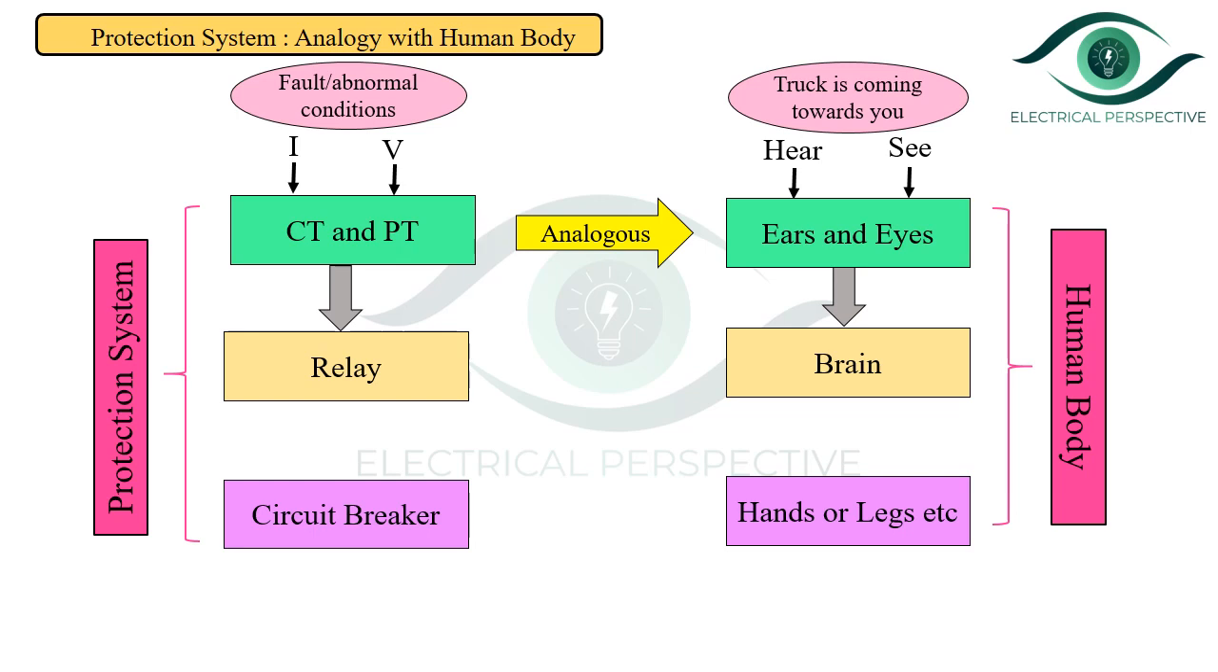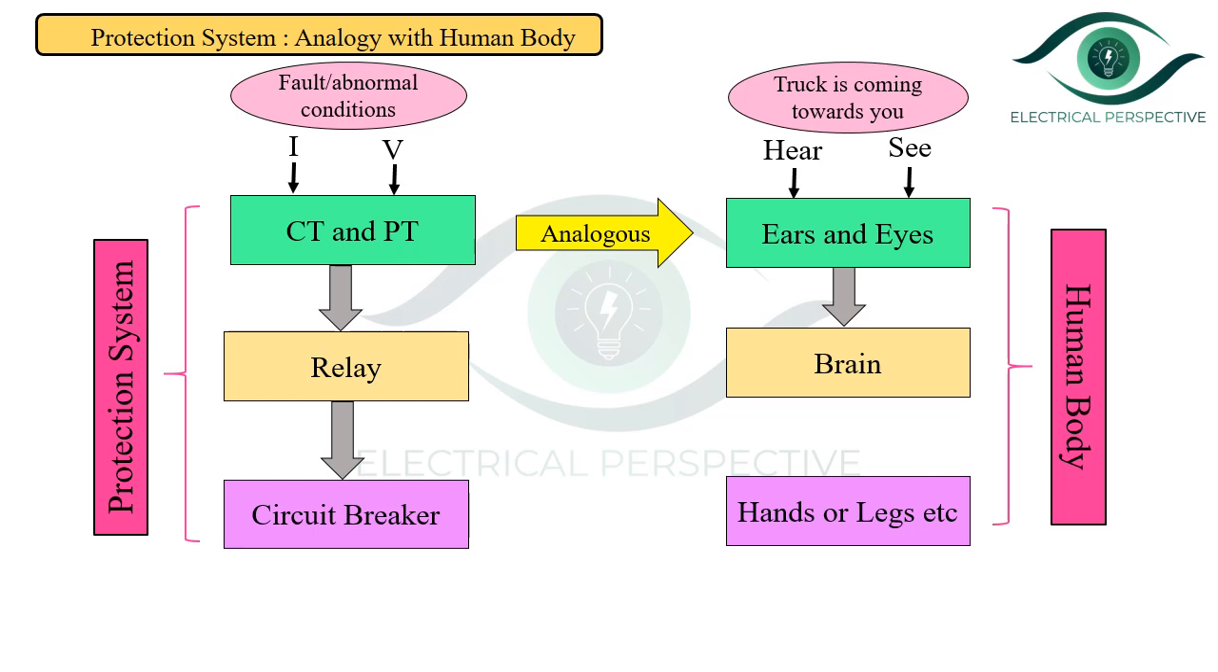Now the relay processes the information provided by the CT and the PT, and it will compare it with the preset value and take the decision. Okay, and it will send trip signal to the circuit breaker. Now here, as the fault occurs, so the actual value exceeds the preset value, that is the setting of the relay. So the relay will send trip signal to the circuit breaker for removing the faulty part.